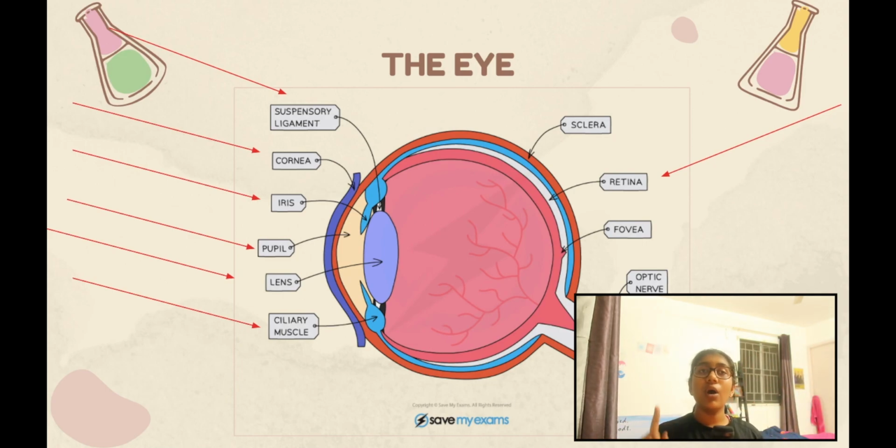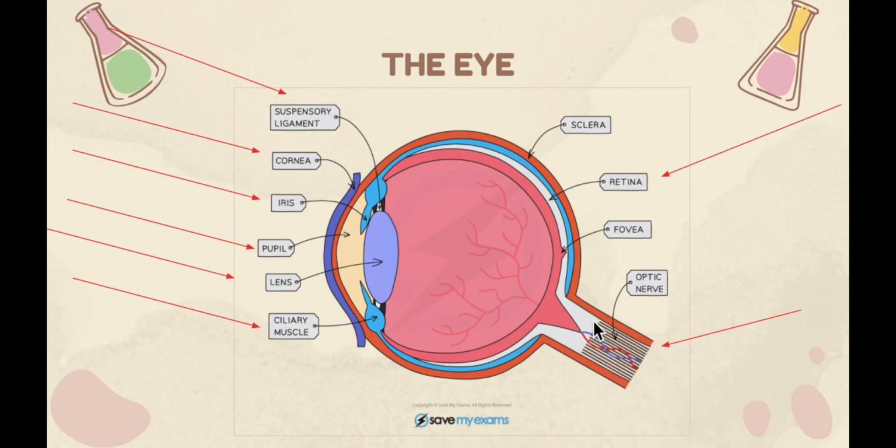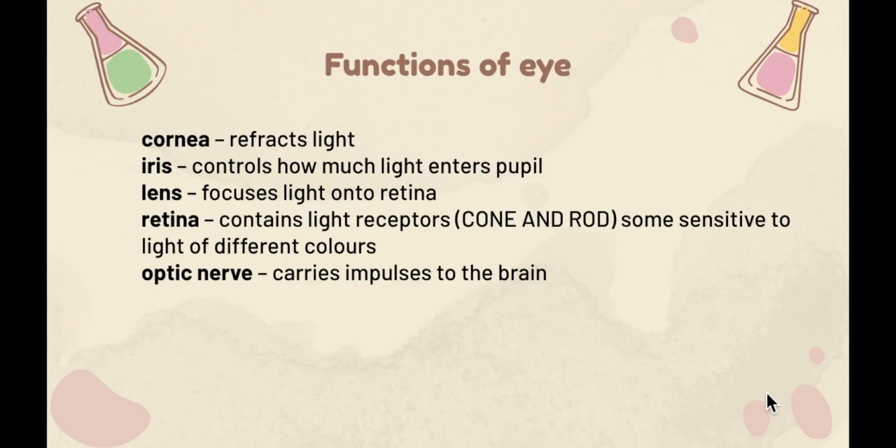And where the optic nerve is, is where the blind spot is. So essentially, this is the blind spot right here. The human eye can't see at that point because it is where the optic nerve connects.